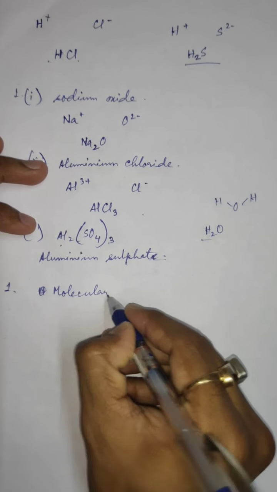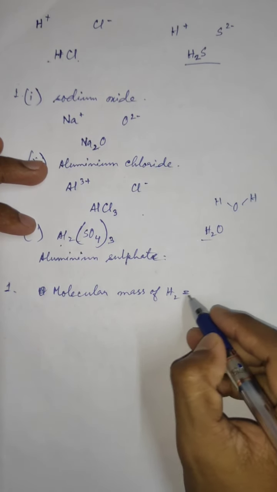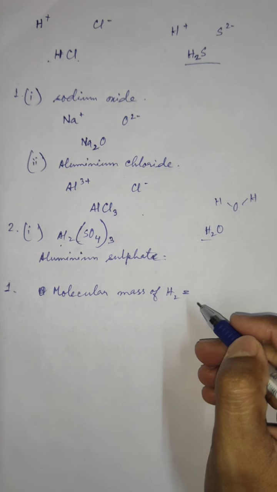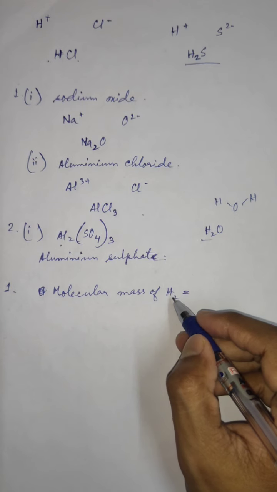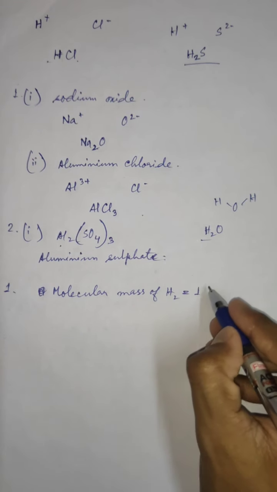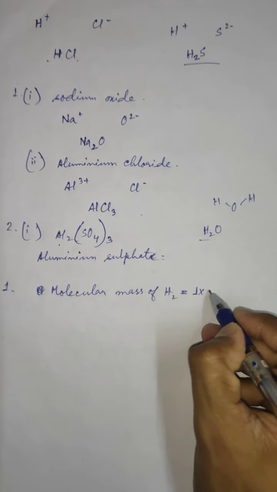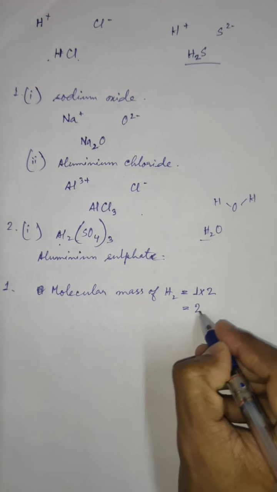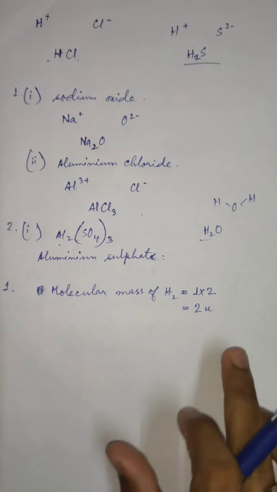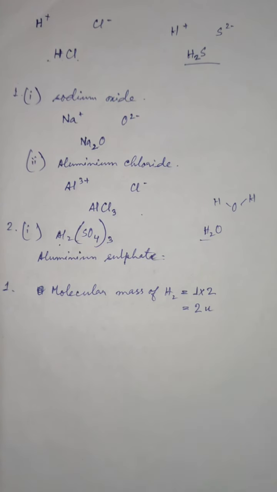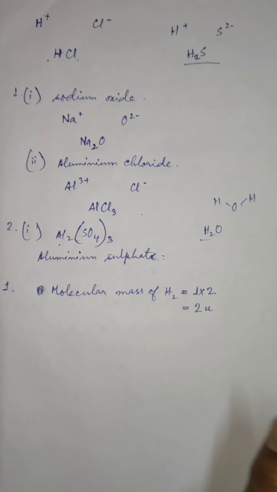Molecular mass of H2. What would be the atomic mass of hydrogen? H is the symbol of hydrogen atom, you know this. The atomic mass of hydrogen atom is 1, we know that. And when any number is in the suffix, it will simply be multiplied to the atomic mass. So 1 into 2, 2 units. You can write U, and U means formula mass unit. The formula mass unit can be calculated like this.